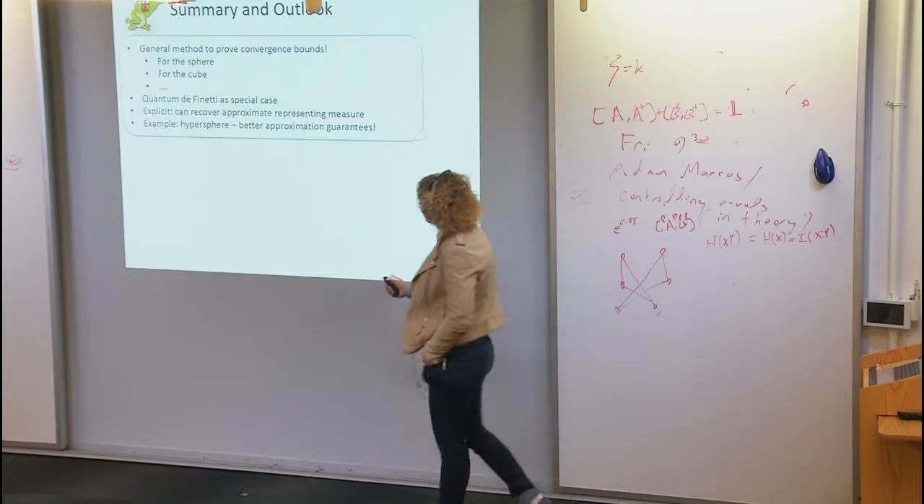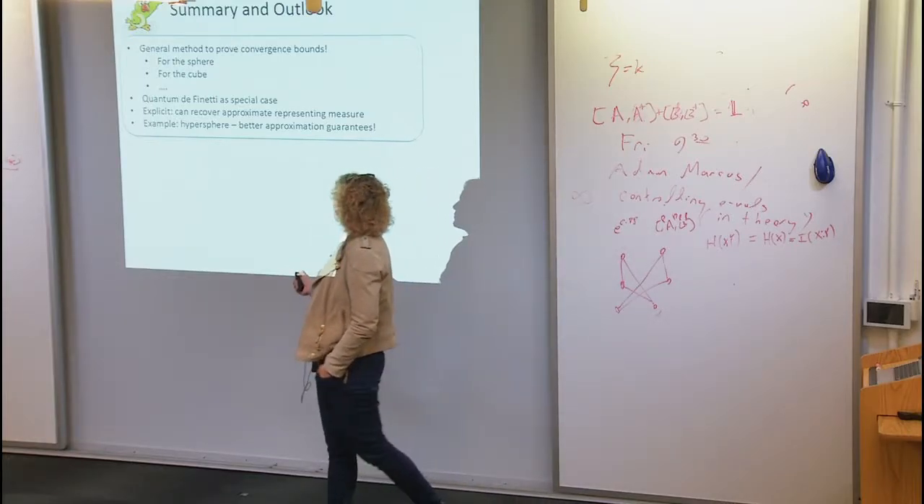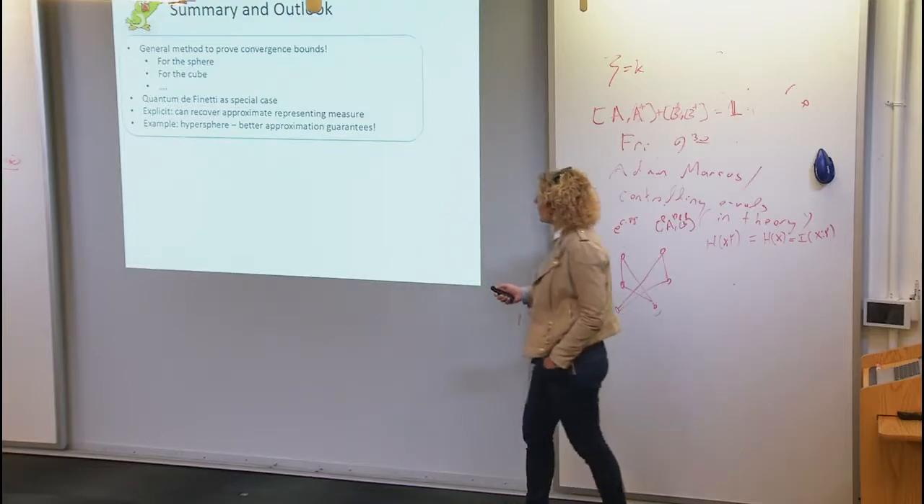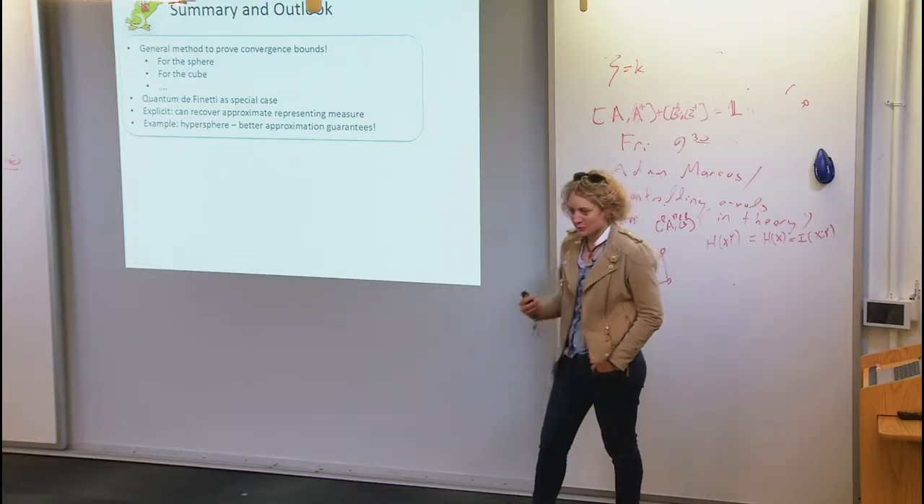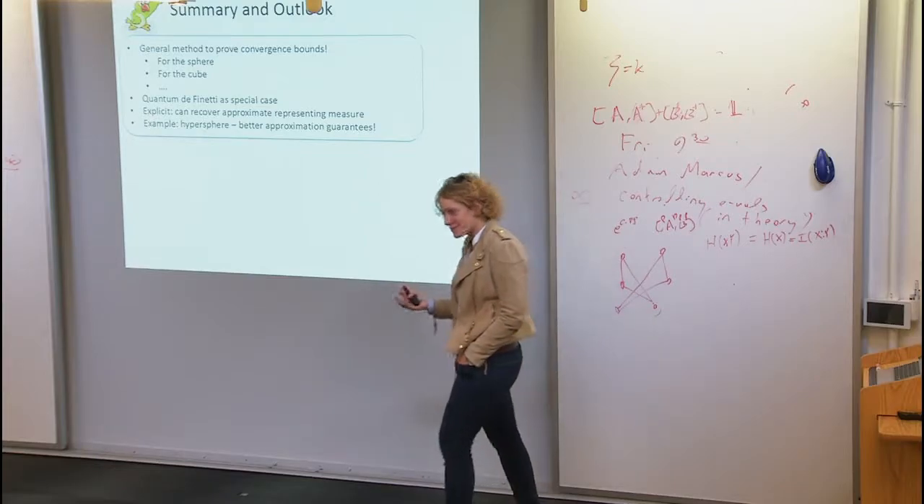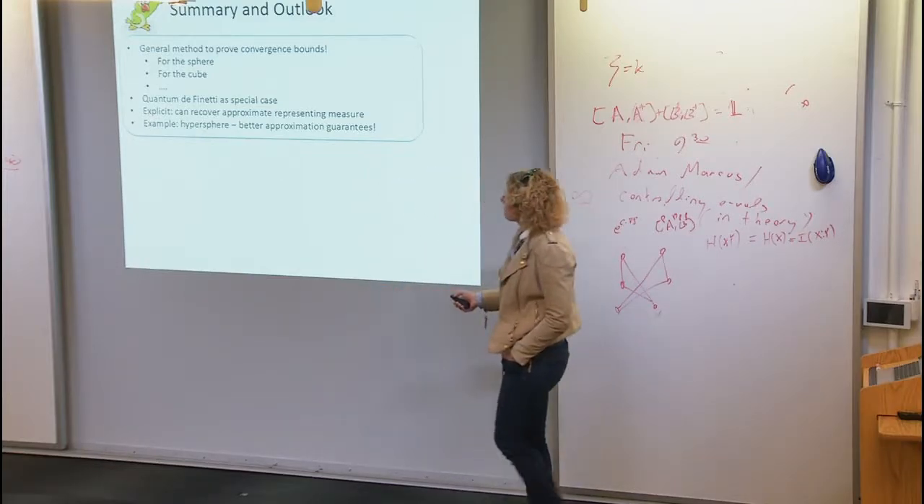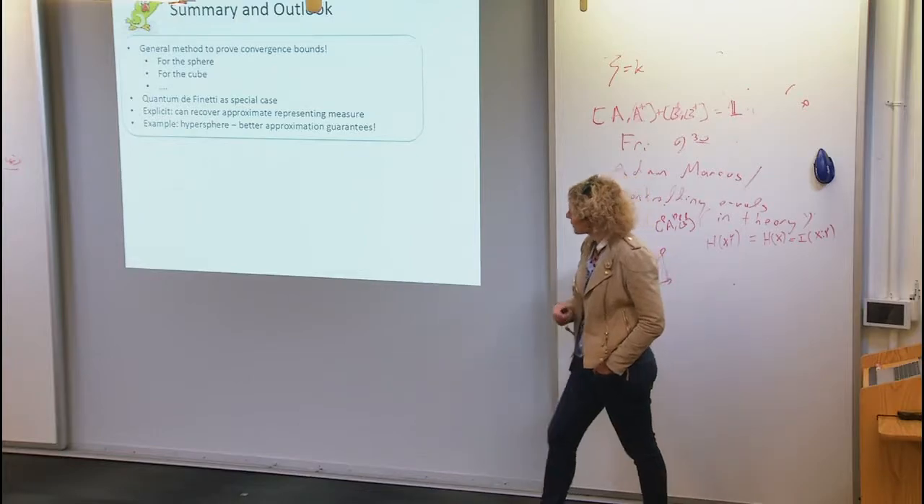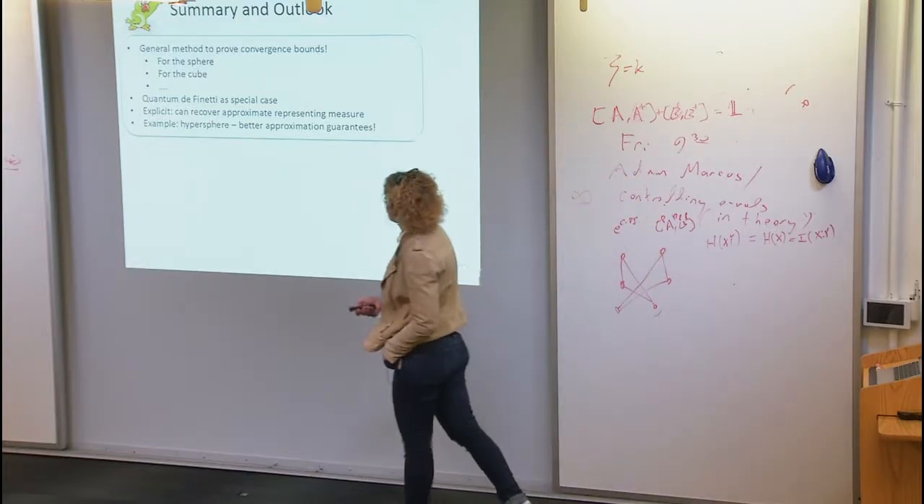So what have we done? We have a general method to prove convergence bounds, which works for the sphere and the cube and all kinds of other spaces. I'd like to emphasize that what Andrew and I did before is a special case of what we're doing here. We can recover this approximate representing measure, and in fact we also get something better for the hypersphere than we did before.